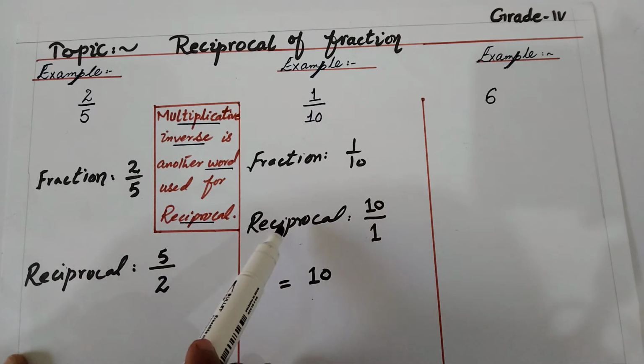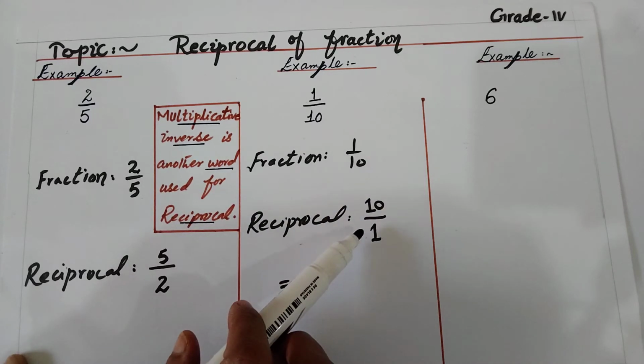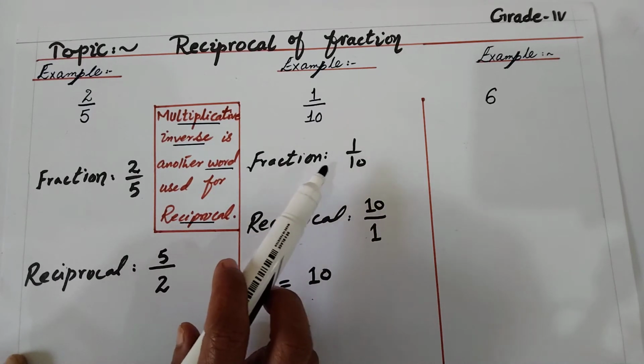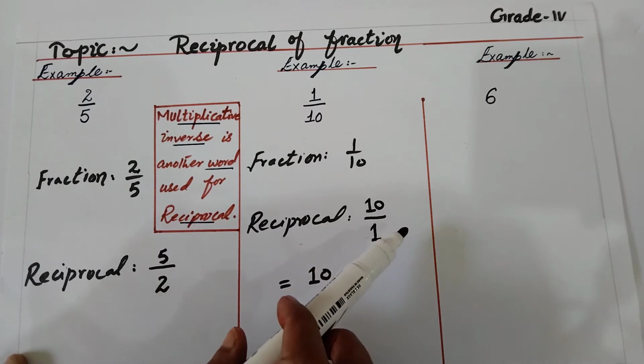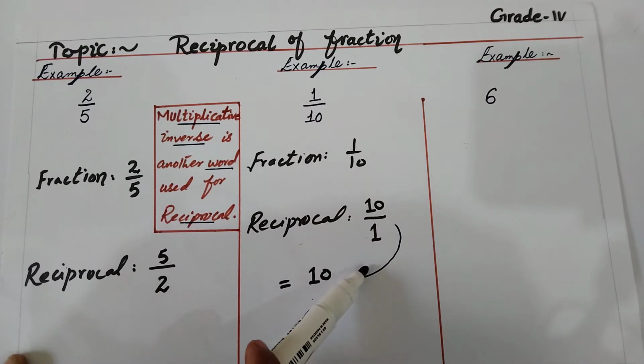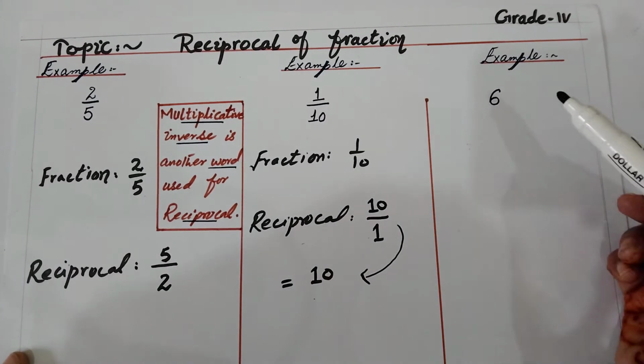But in the reciprocal form, when you convert the fraction into its reciprocal and you get 1 as a denominator, then you can write this reciprocal in this form. Clear? Come to the third one.